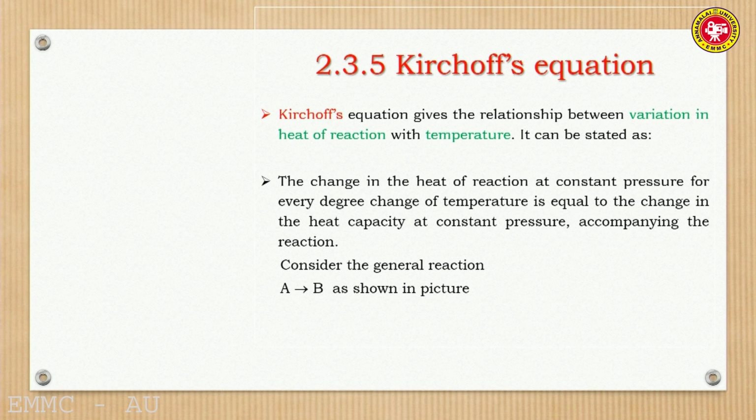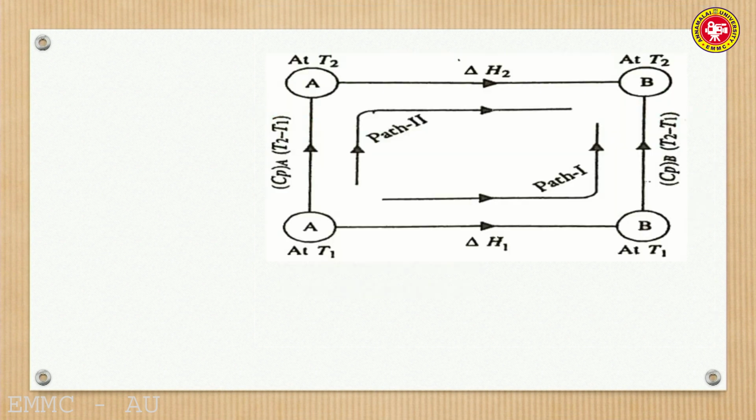So, consider the general reaction A gives B, as shown in the picture. For example, in the first process A reaches B. Similarly, in the second process A reaches B, only the delta H values, H1 and H2, are different. The temperature is also different: the first one is at temperature T1, the second one at temperature T2. Based on the figure, the first is path 1 and the second is path 2. Both have different delta H values and different temperature values.